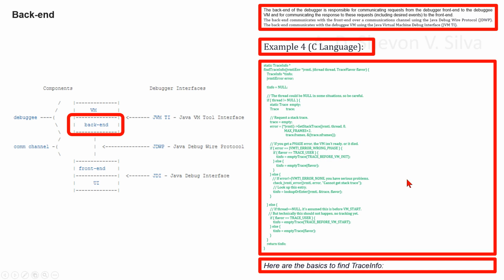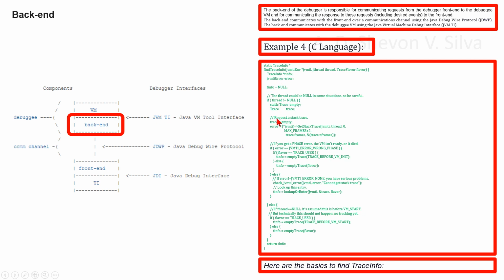JVMTI_EVENT_VM_INIT. After the VM_START event and approximately several hundred class load events, the VM will reach the fully initialized event. That is about initialization. Here the thread could be null in some situations, so be careful.